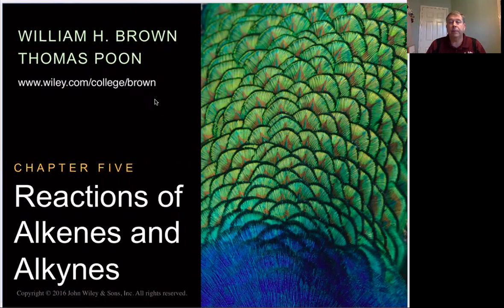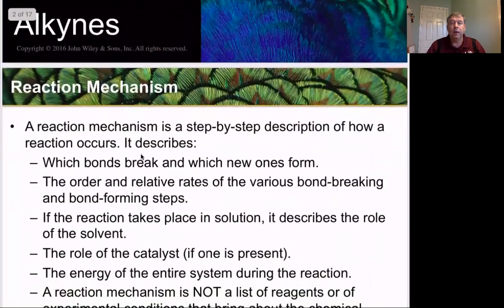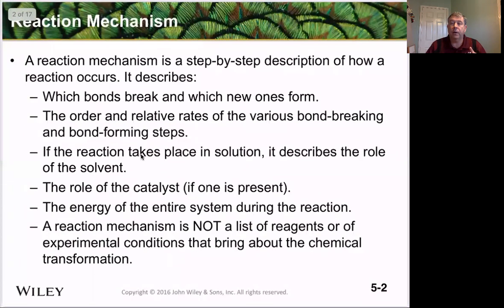We will continue with Chapter 5, Part 2, Reaction Mechanisms of Reactions of Alkenes and Alkynes. Okay, so we looked at the last video and we saw that we had what we called energy diagrams. An energy diagram shows you the energy as the reaction progresses. A reaction mechanism is a step-by-step description of how the reaction actually occurs.